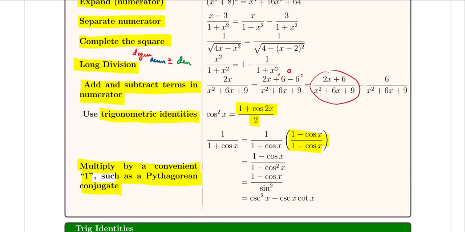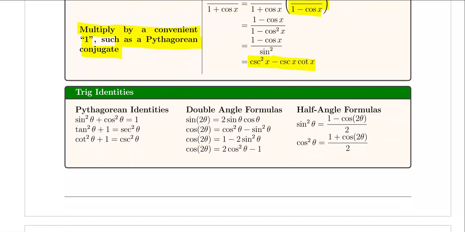So it turns out here that 1 over 1 plus cosine of x is the same thing as the cosine squared of x minus the cosine of x times the cotangent of x. Okay, now we're going to be reviewing some of these techniques in this video, but I do want to point out that there are certain trig identities that I do expect you guys to memorize and know.